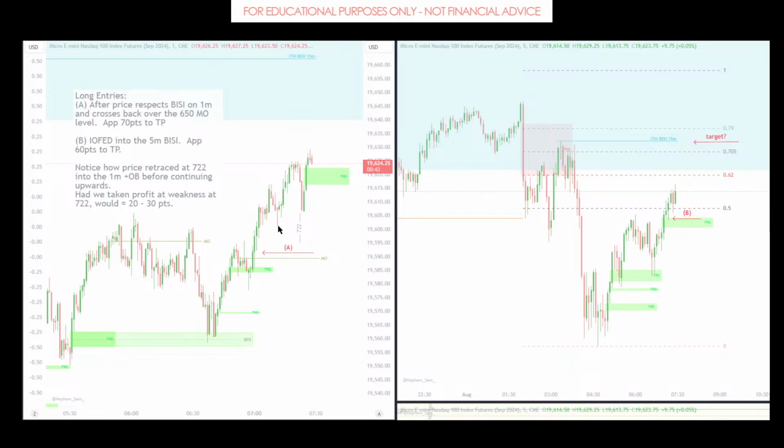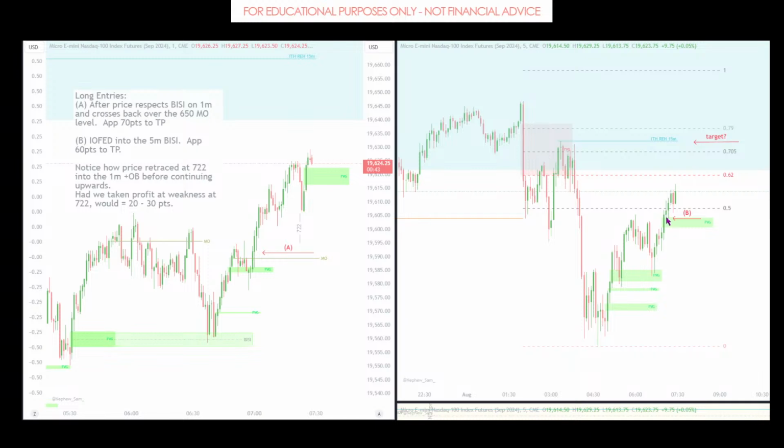That would, I presume, be this one, right? We had that wick down into it, and then we continued higher. So the B entry would have been higher than the A entry. Notice how price retraced at 722 here. This candle, we came back down before continuing higher. It came into this 1 minute order block.